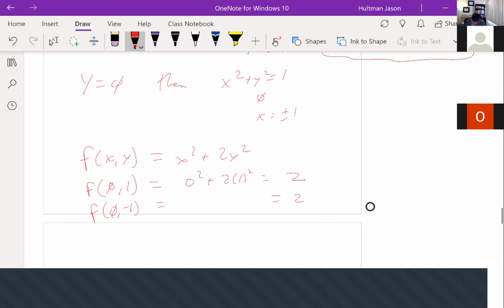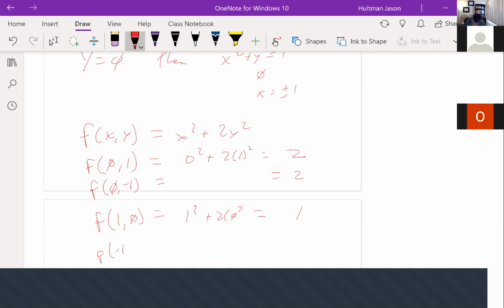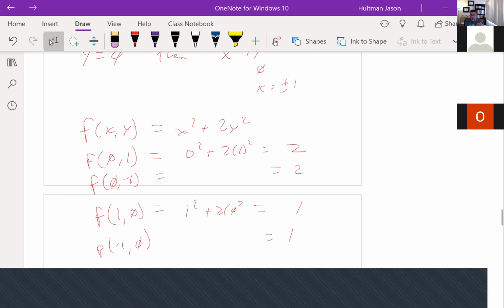Okay, what about f of 1, 0? Well, that's 1 squared plus 2 times 0. So that's 1. And what about f of negative 1, 0? That's also 1. Okay. So what's the maximum value that I'm going to get? Well, I'm going to get a maximum value of 2. And what's the minimum value I'm going to get? 1. So the maximum value on this function is 2. The minimum value is 1.